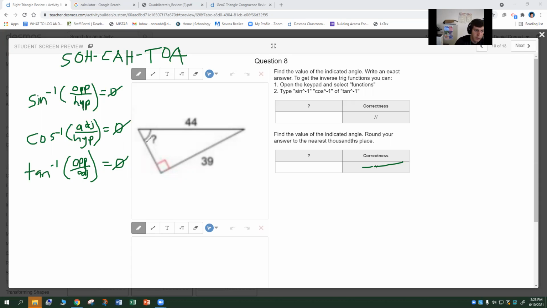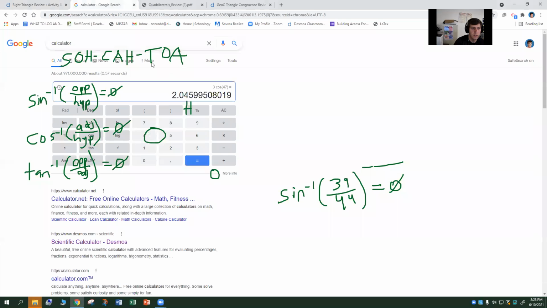Right, so we circle the angle, label the sides. 44 is your hypotenuse, 39 is opposite, it's across. So we're going to use inverse sine. We input the ratio, 39 over 44, and the output is the angle measure. So we go over to the calculator.